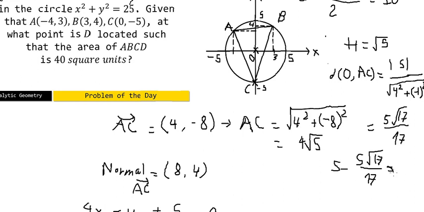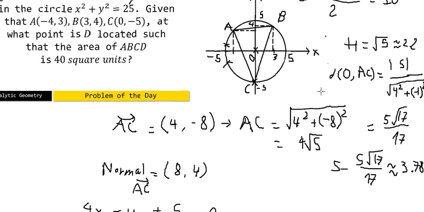And this is approximately 3.78. The square root of 5 is about 2.2. That means we have 2 points D in this area in here, because the highest of the height is about this one.